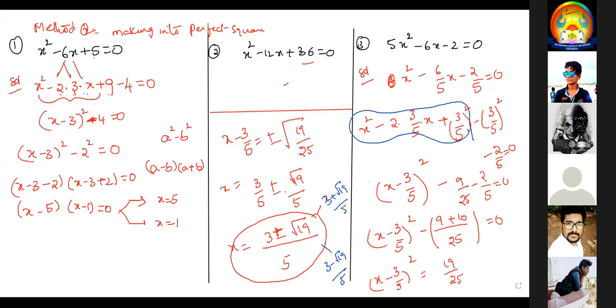Method 2. Keep the heading method 2. Sir, can you explain the first one again? First one. Okay, I'll explain.